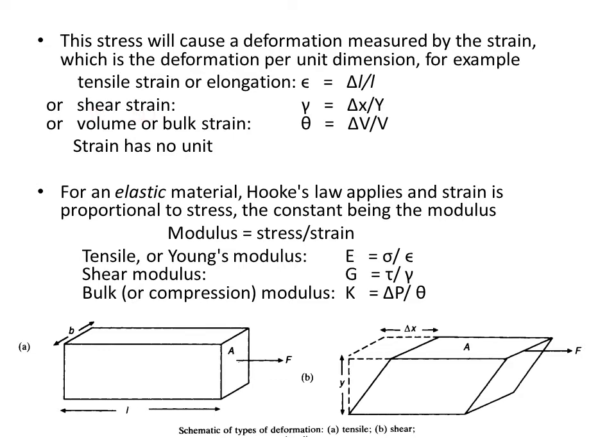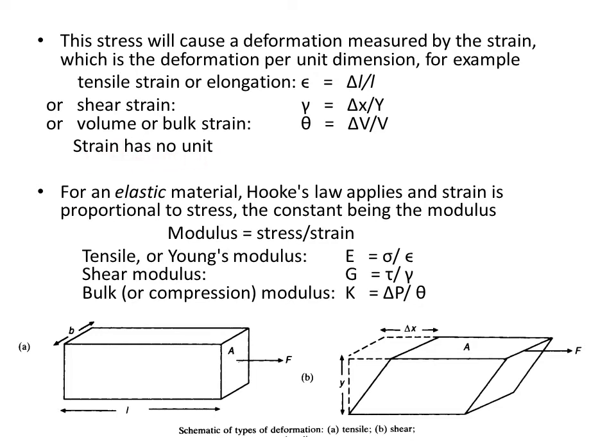Another type is the shear strain, represented by the symbol gamma, and it is calculated by delta X over Y. In this way we can calculate the shearing strain. Another strain is the volume or bulk strain, represented by the symbol theta, which is the change in volume per unit volume. Strain has no unit.